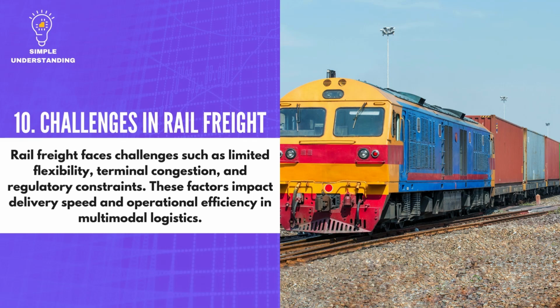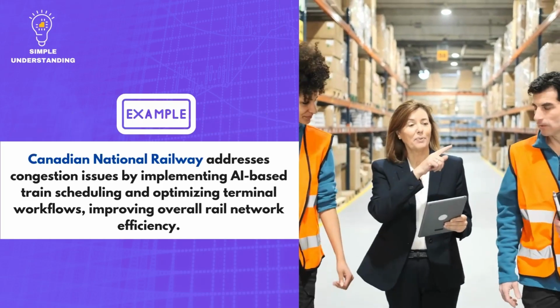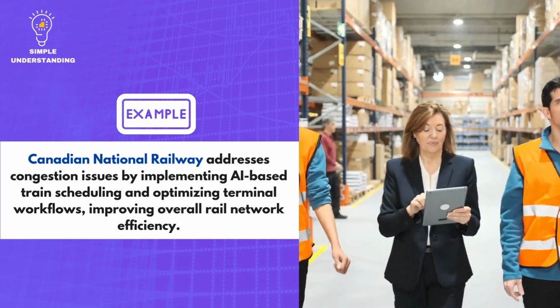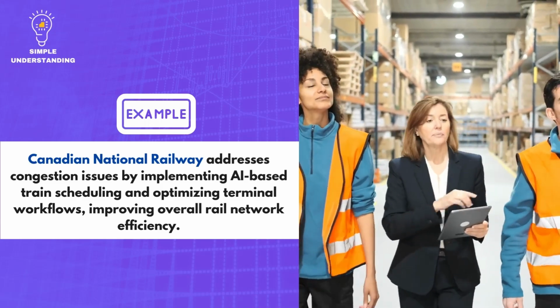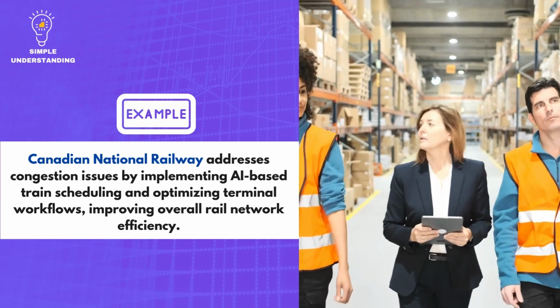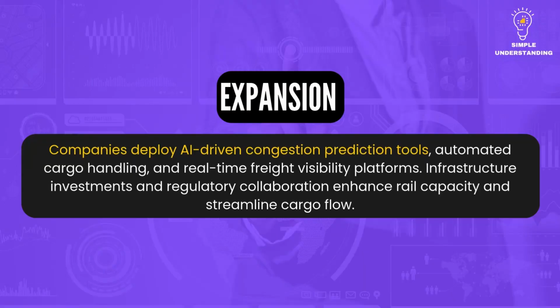Explanation. Rail freight faces challenges such as limited flexibility, terminal congestion, and regulatory constraints. These factors impact delivery speed and operational efficiency in multimodal logistics. Real company example. Canadian National Railway addresses congestion issues by implementing AI-based train scheduling and optimizing terminal workflows, improving overall rail network efficiency. Expansion. Companies deploy AI-driven congestion prediction tools, automated cargo handling, and real-time freight visibility platforms.